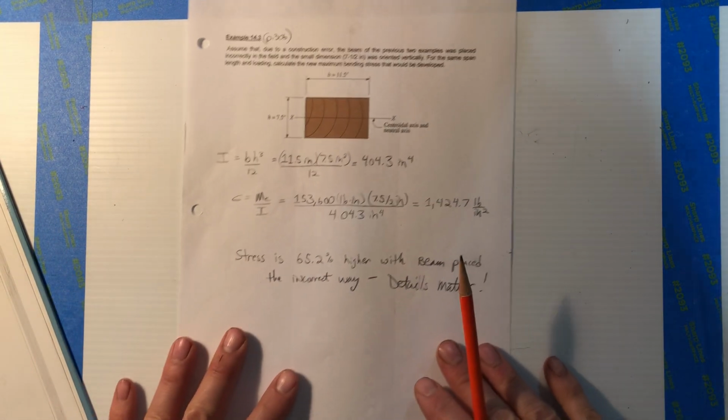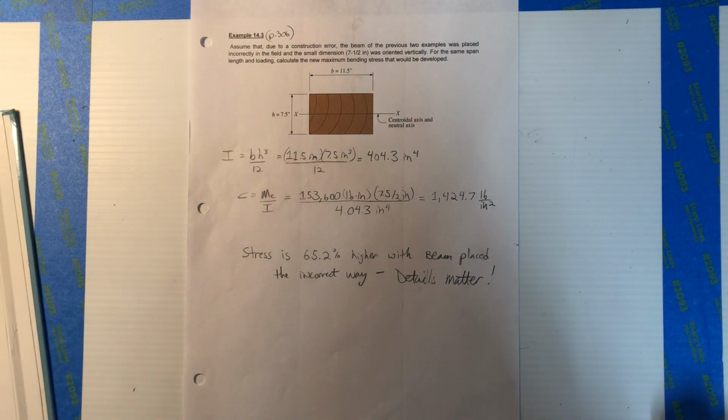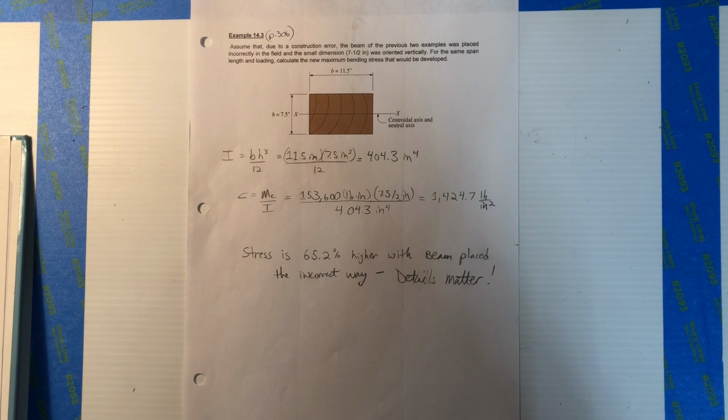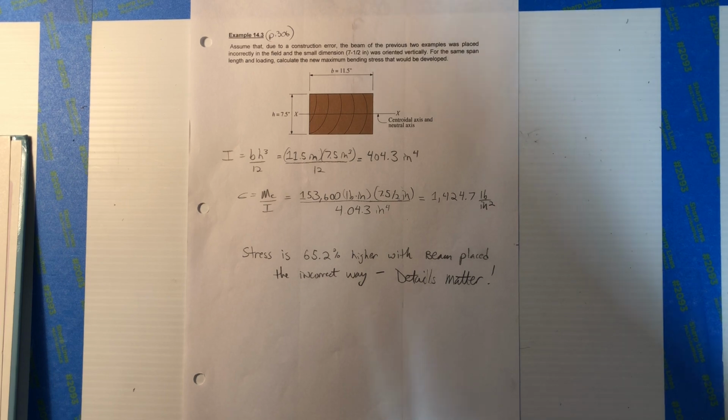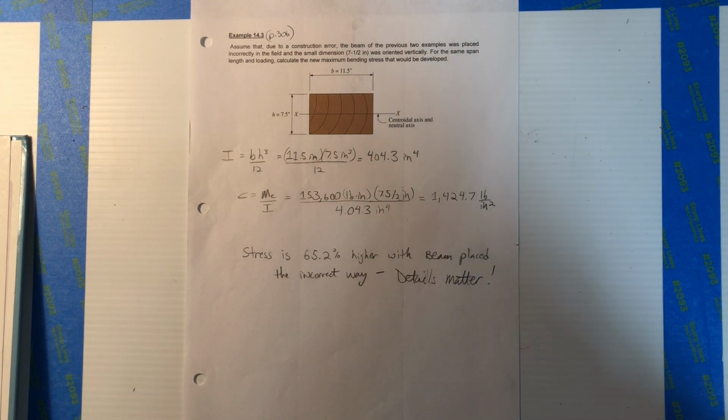Same beam, assuming that due to construction error, and we know that never happens, right? The beam of the previous two examples was placed incorrectly in the field and the small dimension was up vertically. That's a big problem, right? Because basically you're reducing the moment of inertia of that section, and moment of inertia speaks directly to a beam's stiffness and how much it doesn't deflect.